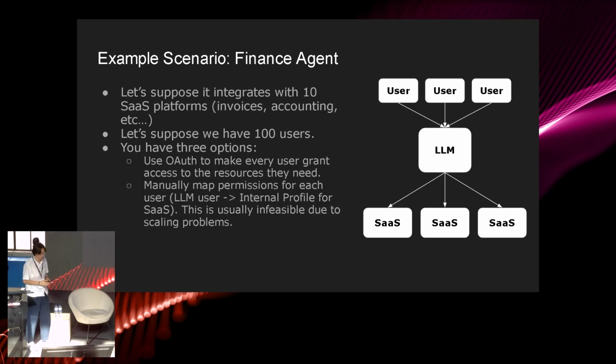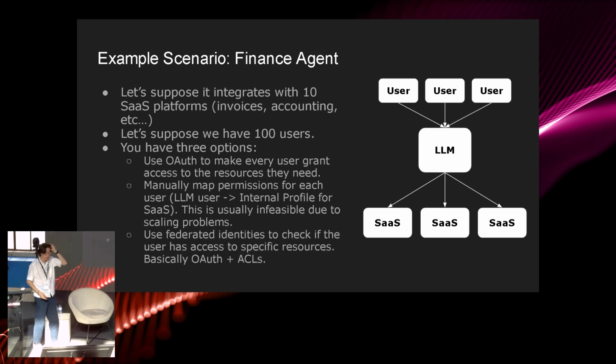The second way you can do it is to manually map the permissions. Someone's logged into your site with the LLM, and you want to check if they can access accounting information. So you can map their permissions to their accounting account and see if they can access it. Again, when you have 100 people, manually doing this is a real pain.